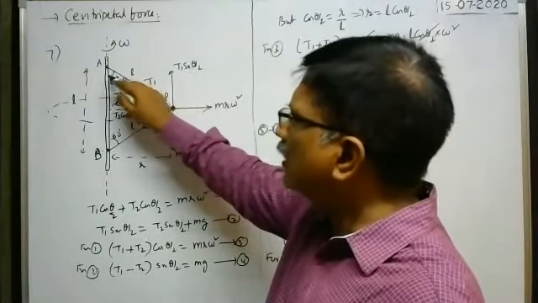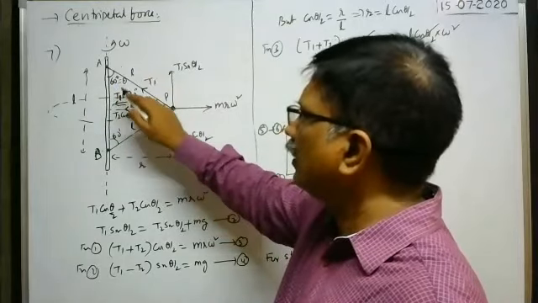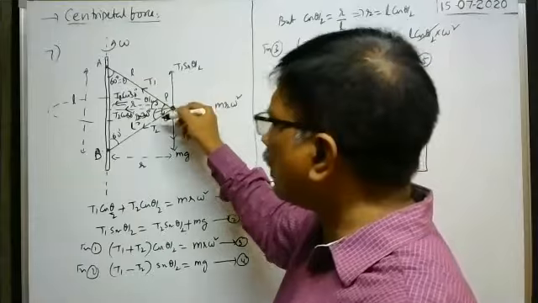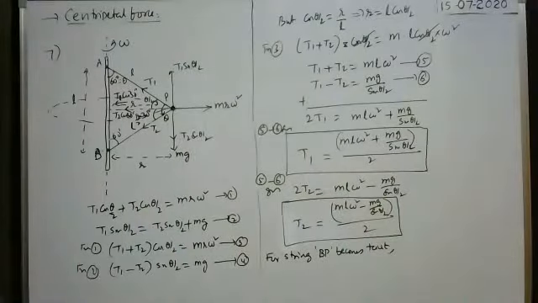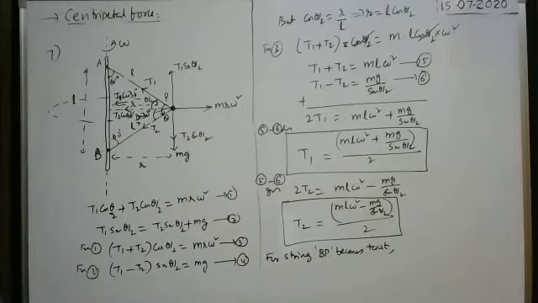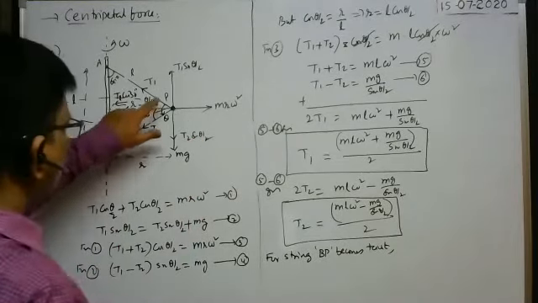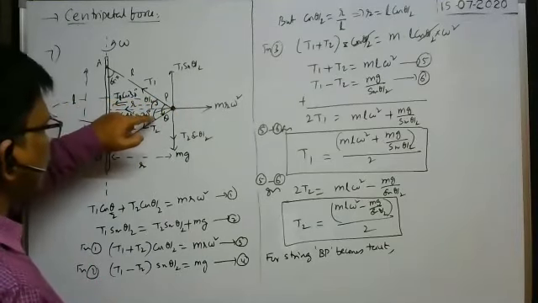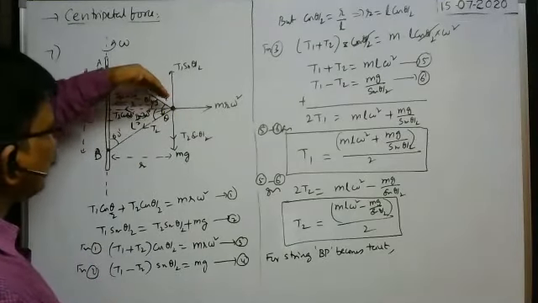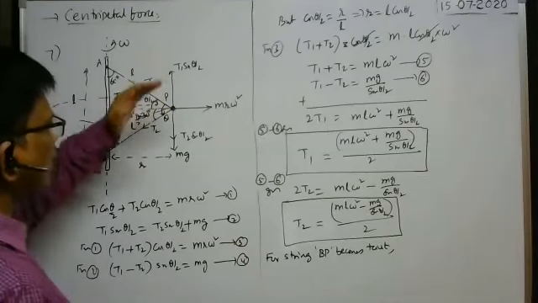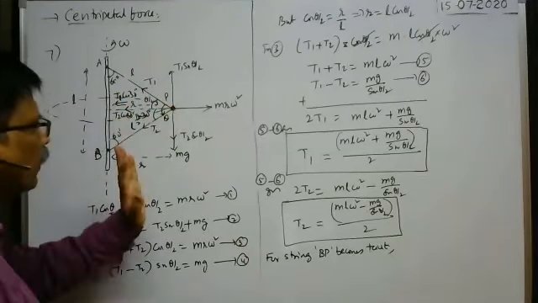Now, suppose this total angle is theta. Then it is the angular bisector, no? So it is theta by 2, it is theta by 2. Now divide this tension T1 into components. One component in this direction, another component in this direction. Similarly, T2 components divided.